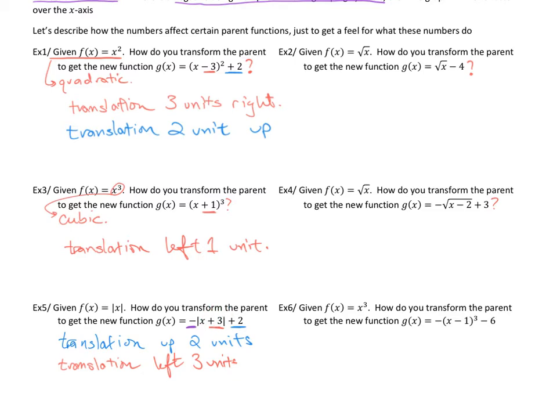And then this negative in front of everything. If you go back and look in your notes, that is in front of everything. This is a reflection over the x-axis. And so I'm going to pause for a few seconds to give you a chance to pause the video so you can try examples 2, 4, and 6.